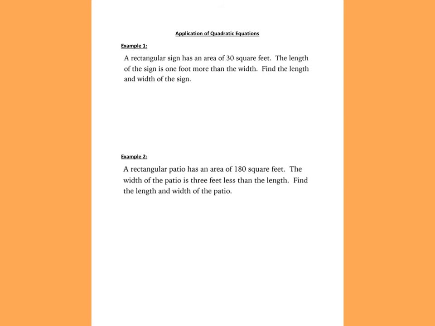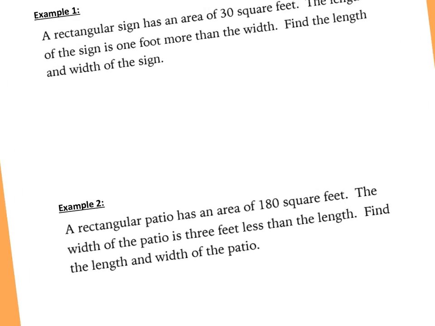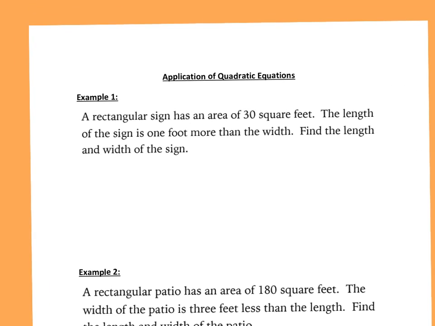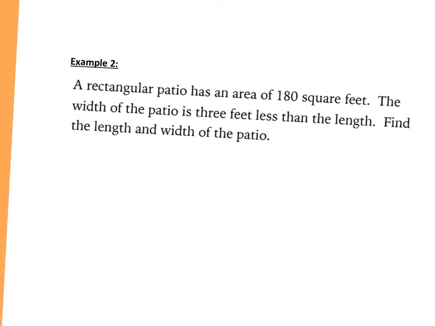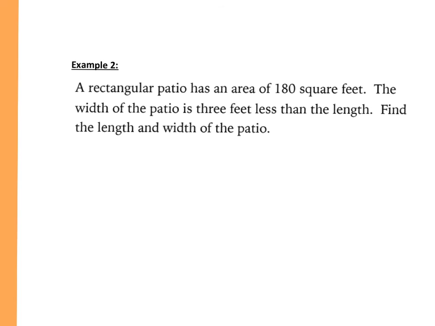Last but not least, we need to do a word problem because there will be one like this on the test. I want to do this one, I think. A rectangular patio has an area of 180. Area of 180, that might be important. Width of the patio is 3 feet less than the length. Find the length and the width.